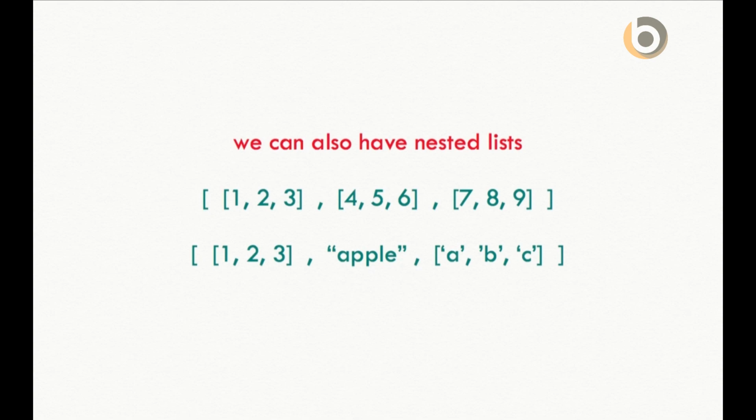And elements can be of different types. As in the second example, we have apple, that is a string, on index 1. And on index 0 and 2, we have lists. So now let's move into the code editor and write some list examples.